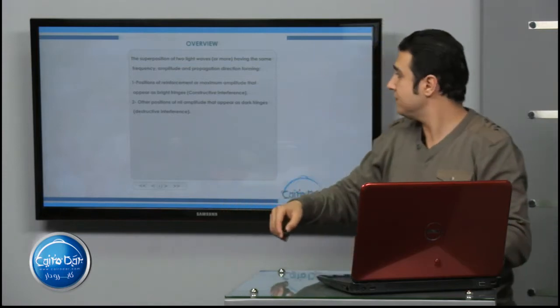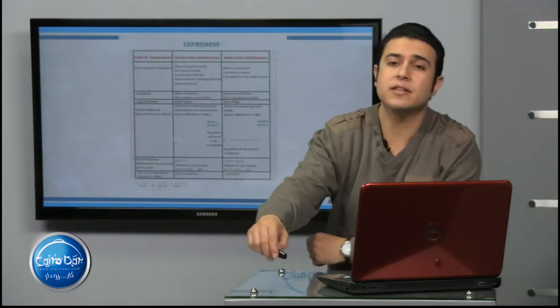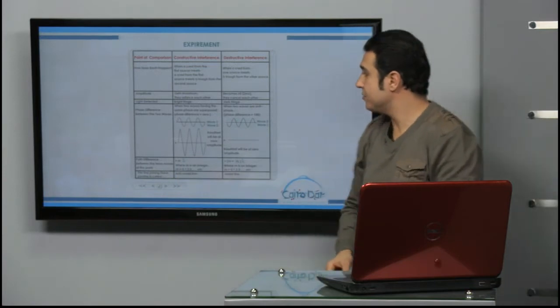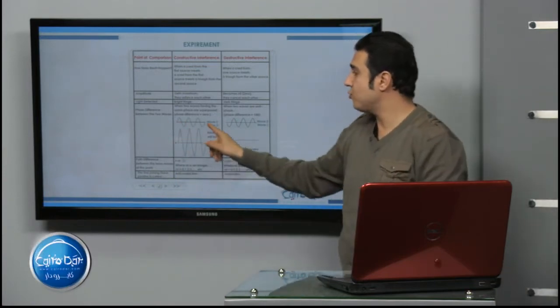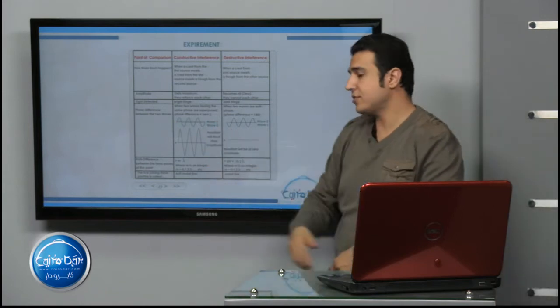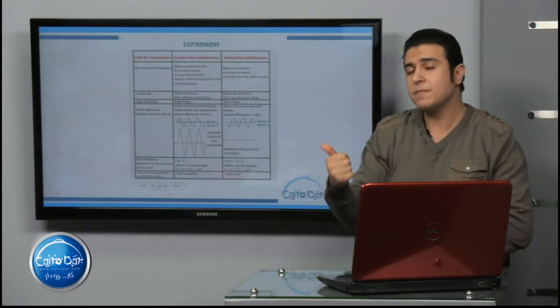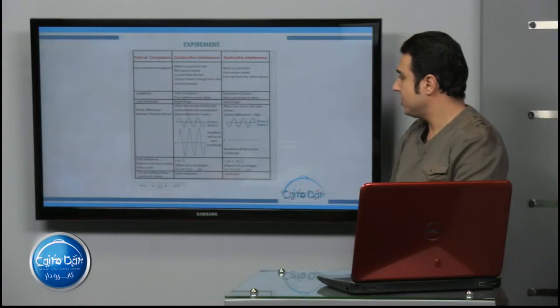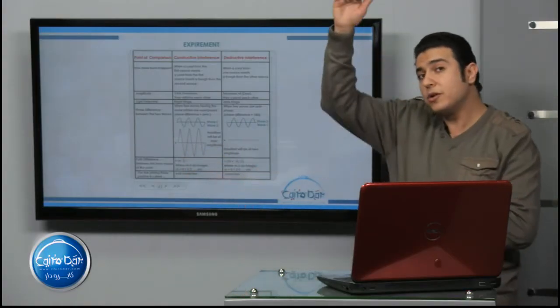We have here a comparison between constructive interference and destructive interference. Here, constructive interference: we have two waves. When a crest from the first source meets a crest from the second source, the resultant wave is as you see. Also, when a trough from the first source meets a trough from the second source, the resultant is as you see. So here it is a maximum displacement, upward or downward.